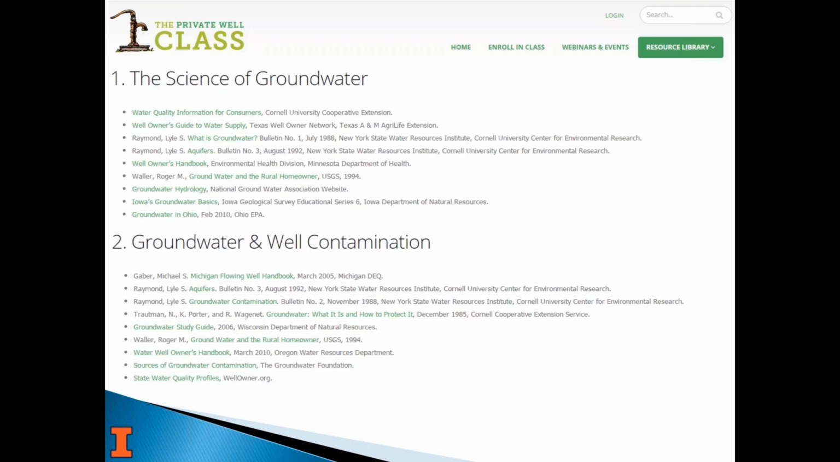For instance, the first thing listed under number 2 there is the Michigan Flowing Well Handbook. Michigan was losing 28 million gallons of water a day to flowing wells, and so they passed a law requiring them all to be capped. And so that handbook has everything in it, ways to cap the well, the type of devices you need in order to keep the pressure and not lose the water. It's really worth looking at.